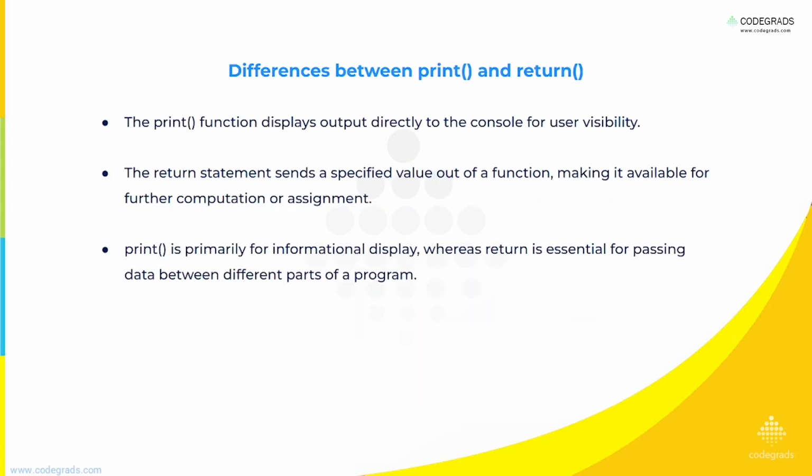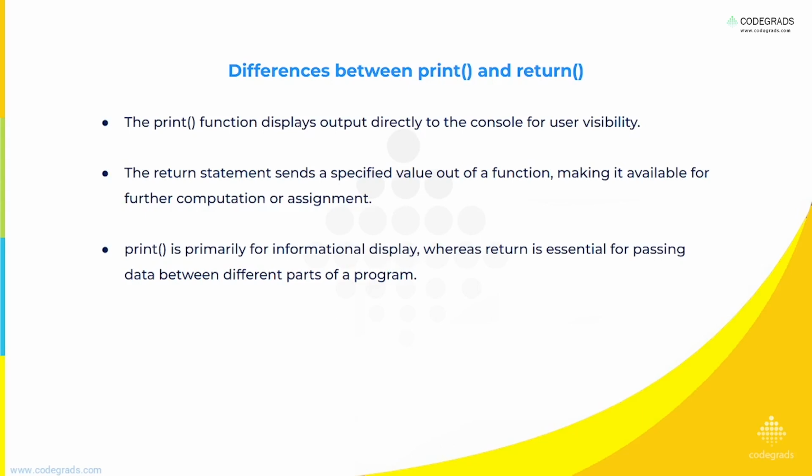Now last, we'll see the differences between print and return. The print function displays output directly to the console for user visibility, and the return statement sends the specified value out of a function, making it available for further computation or assignment. Print is primarily for informational display, whereas return is essential for passing data between different parts of a program. We can summarize it as print shows the result on screen, and return sends the result back to the caller.